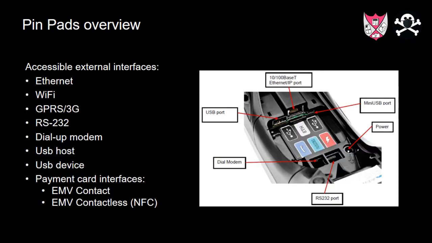The interfaces exposed to the intruder are basically the attack surface. They can be divided into general communication interfaces like Ethernet, RS-232, different wireless interfaces, and specific payment card interfaces, EMV and NFC. In some documentation, you may find information that some of them are not used, but in real life, the operating system has drivers and handlers for some specific peripherals like barcode scanners and external receipt printers.